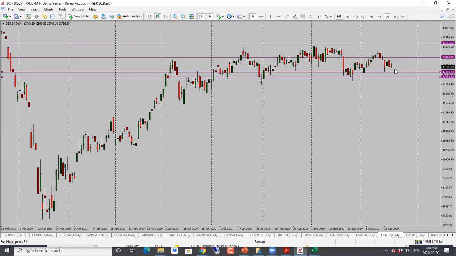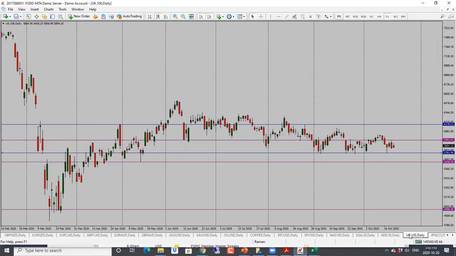DAX here, we do have a bearish pin bar here, but the problem, again, same thing, it hasn't broken that support. It's been hovering here for the last 3 days. So we do need to see a drop. Next target would be 12,575. So bearish bias here for DAX as well.